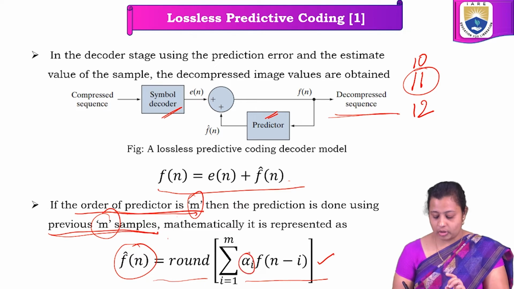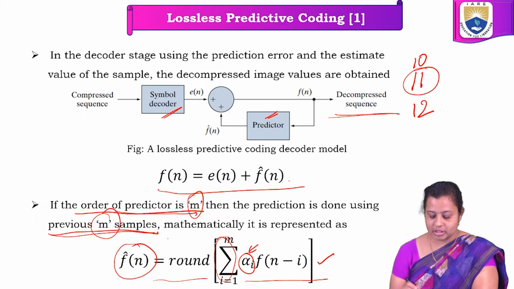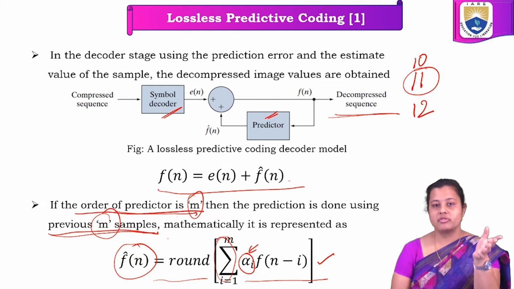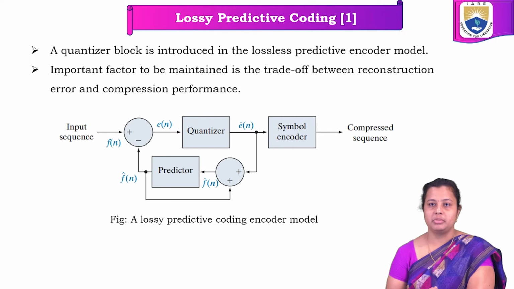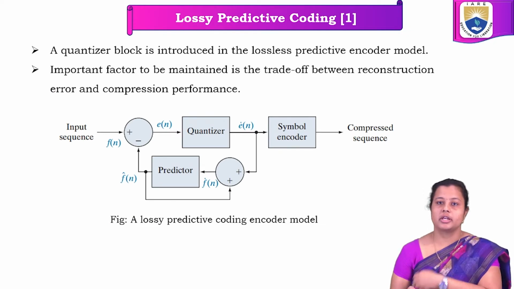And this alpha is the predictor coefficient. It can be 1, it can be any constant, it can be negative. It all depends upon the predictor design. So the basic predictor we are designing is a summation predictor. Based on my previous pixel values and my coefficients, I am defining my next or present pixel value. Whatever we have discussed so far is lossless predictive coding.